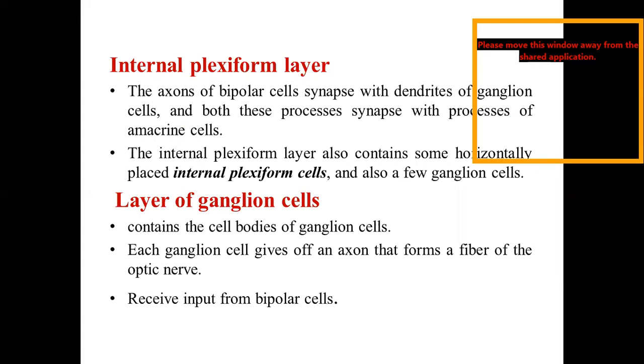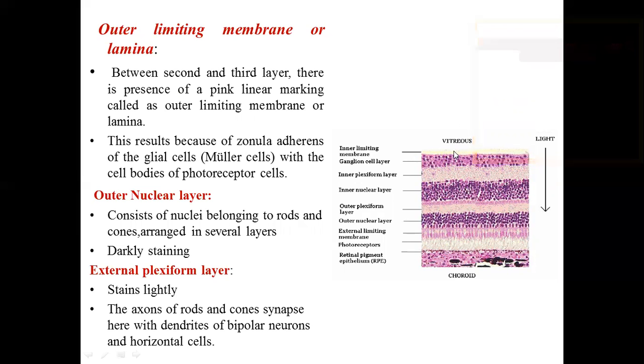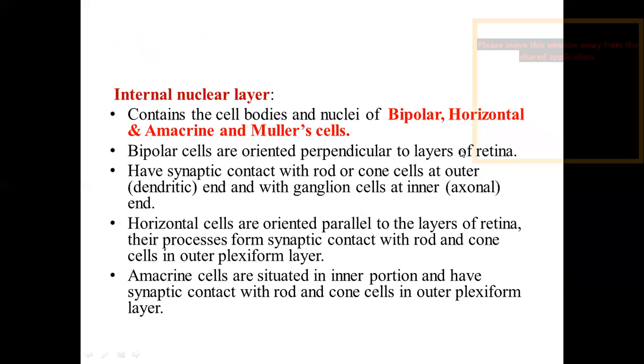So they give off axon, which will form the fiber of optic nerve, and then they receive the input from bipolar cells. So in this layer, inner plexiform layer, their dendrites are synapsing with axons of bipolar, and their axon is going back and forming your optic nerve.